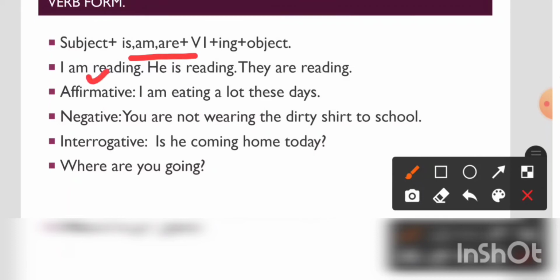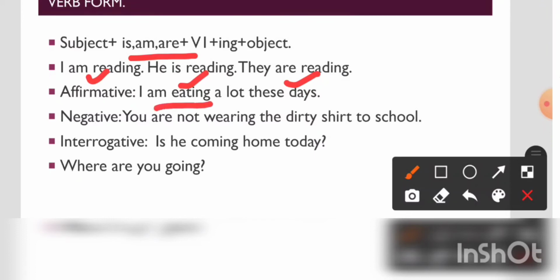I am reading, he is reading, they are reading. With plural subject are, with singular subject is, and with I only we use am, and the verb first form of the verb plus ing. How to make affirmative sentence? I am eating a lot these days.